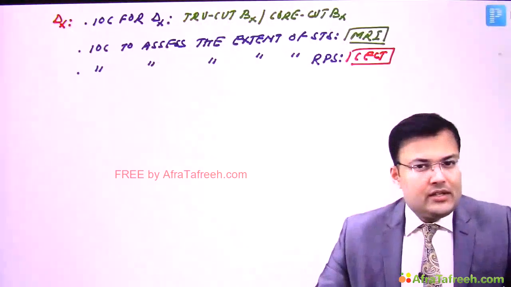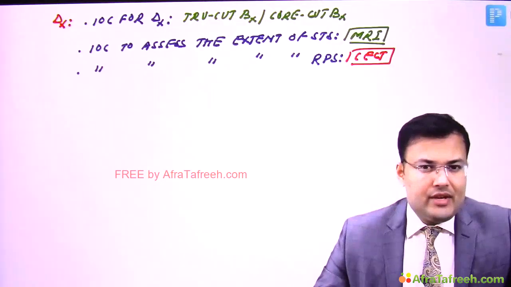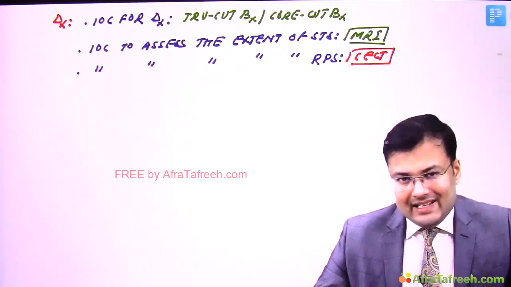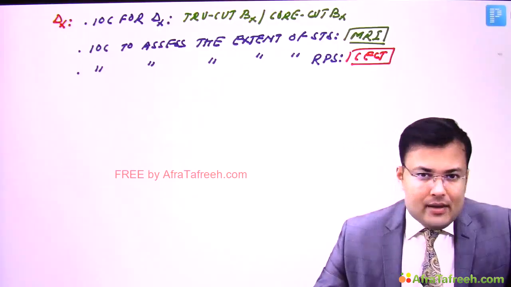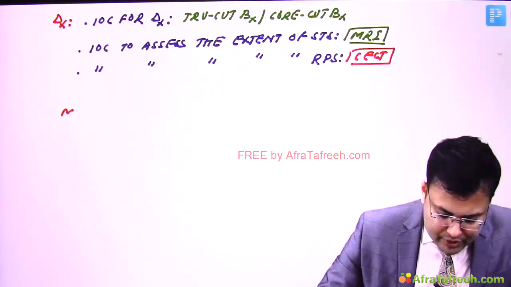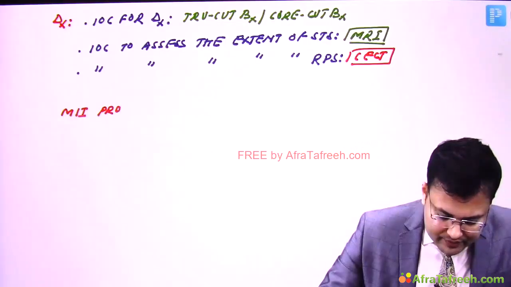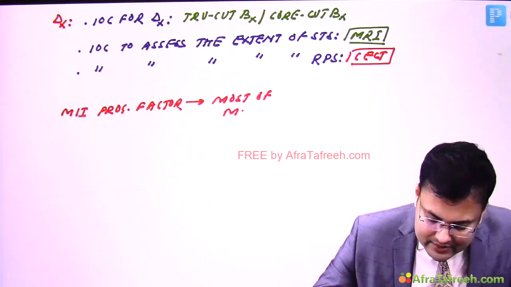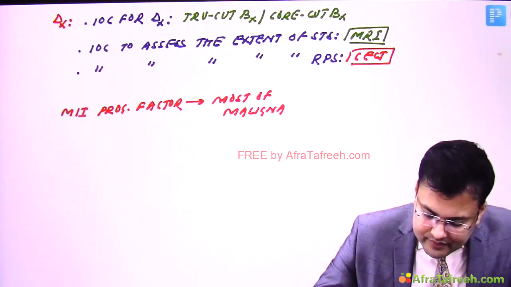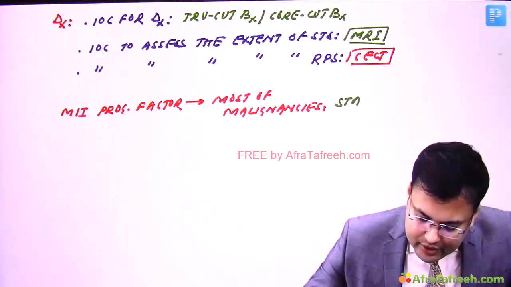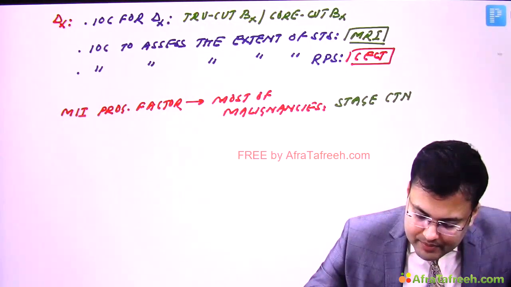Now see the one-liner questions related to prognosis. We discussed in previous chapters that the most important prognostic factor in most of the malignancies is stage. Why? Because stage includes T and M. Important point: most important prognostic factor for most malignancies, clear? And that's stage. Why? Because in stage we are going to include T and M.